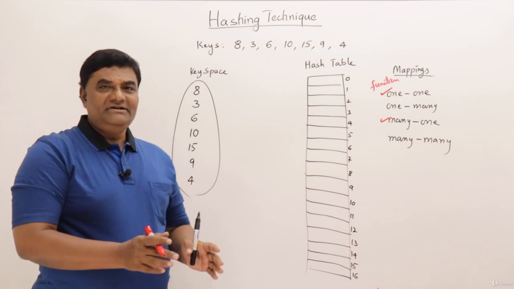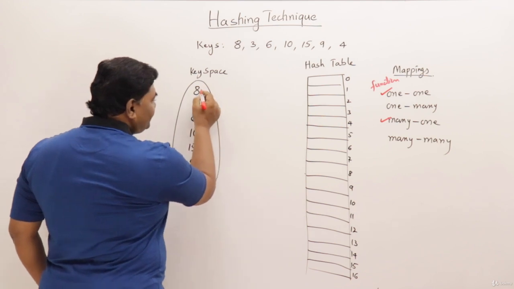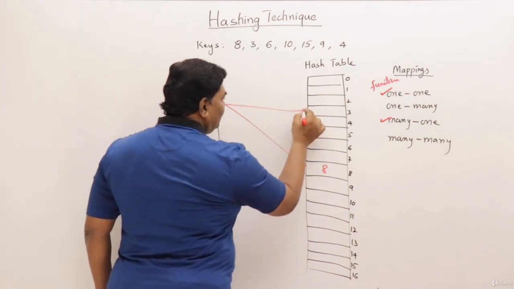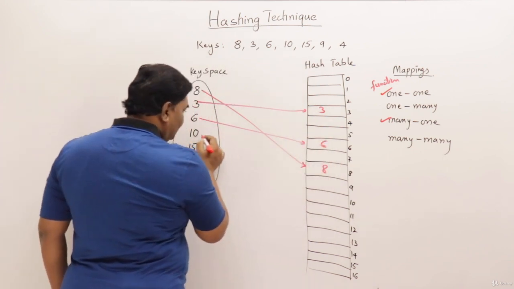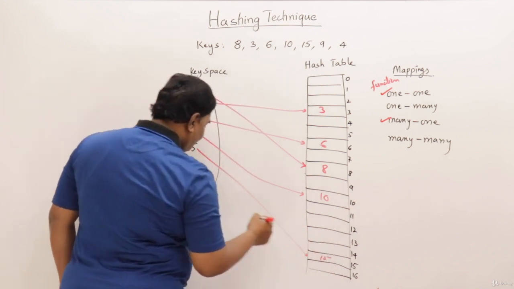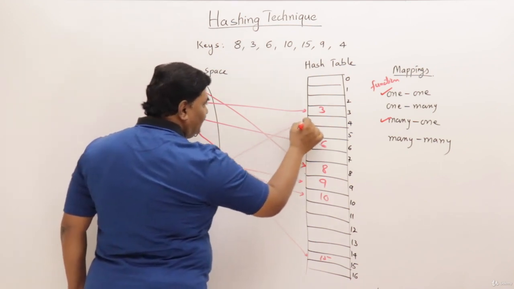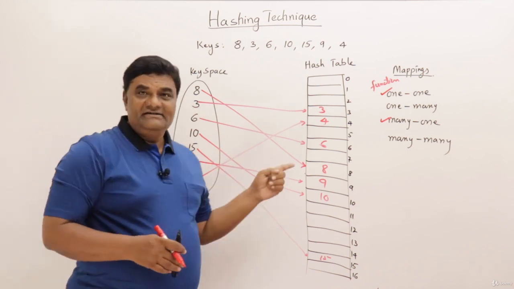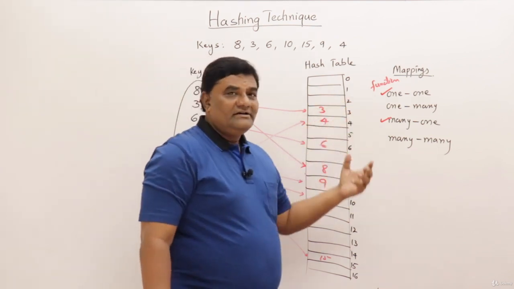First of all, let us map them based on the idea that I have given you. 8 should go at index 8. Then 3 should go on index 3. Then 6 on index 6. 10 on index 10. 15 on index 15. Then 9 on index 9. 4 on index 4. See, this is one-to-one mapping. Every key is mapped on one index in a hash table. It is a one-to-one mapping, so it is called a function.